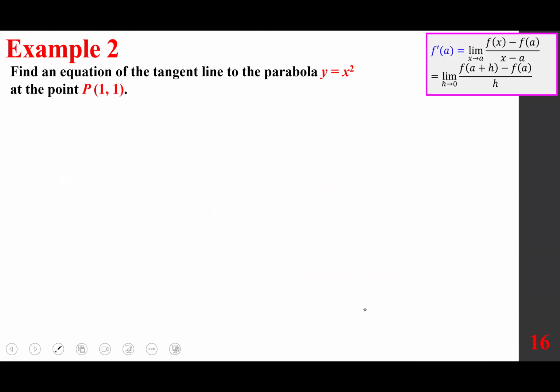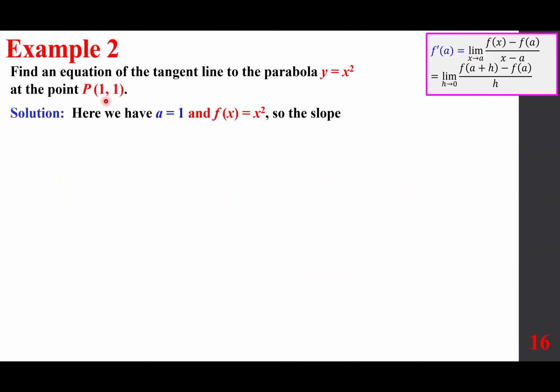Now, we want to find an equation of a tangent line for the parabola y equals x squared at the point (1, 1). You need two things: the point that's given, and the slope. You have to calculate it, in this case, using one of those formulas, noticing a is the x coordinate and f of x is given as y, or f of x equals x squared. We use one of those formats, the limit of f of x minus f of a over x minus a as x approaches a. We're going to use this one.